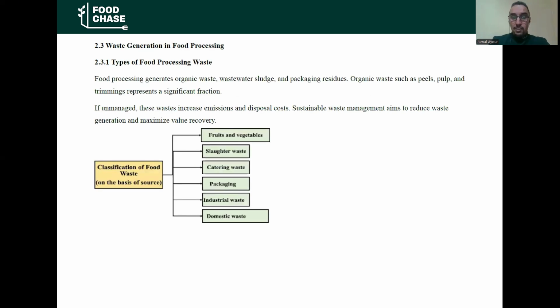About the types of processing waste, food processing generates organic waste and water sludge, and as you can see in this figure, different waste issued from different industries: fruit, catering waste, packaging, industrial waste, domestic waste, and all these types of food processing waste. There is an important question of valorization of the different wastes to make them useful and recyclable.